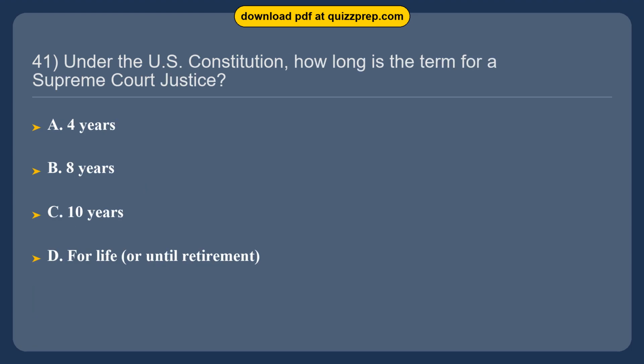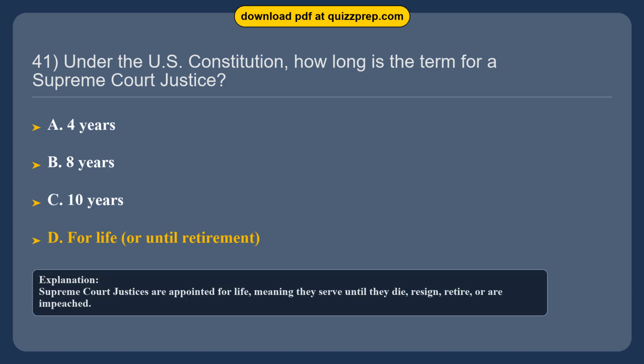Question 41. Under the U.S. Constitution, how long is the term for a Supreme Court justice? Option A. 4 years. Option B. 8 years. Option C. 10 years. Option D. For life, or until retirement. The correct answer is option D. For life, or until retirement. Supreme Court justices are appointed for life, meaning they serve until they die, resign, retire, or are impeached.